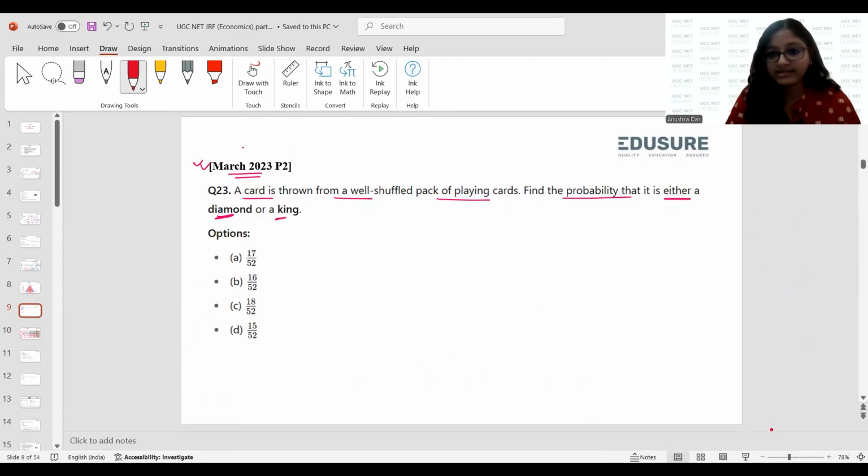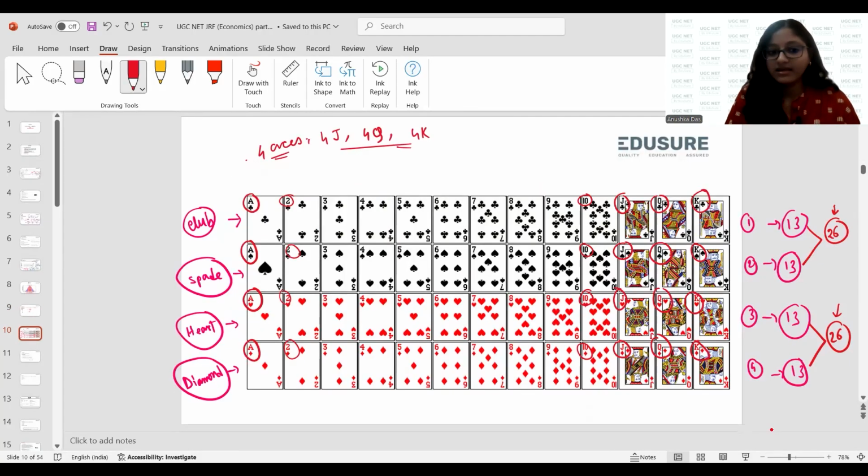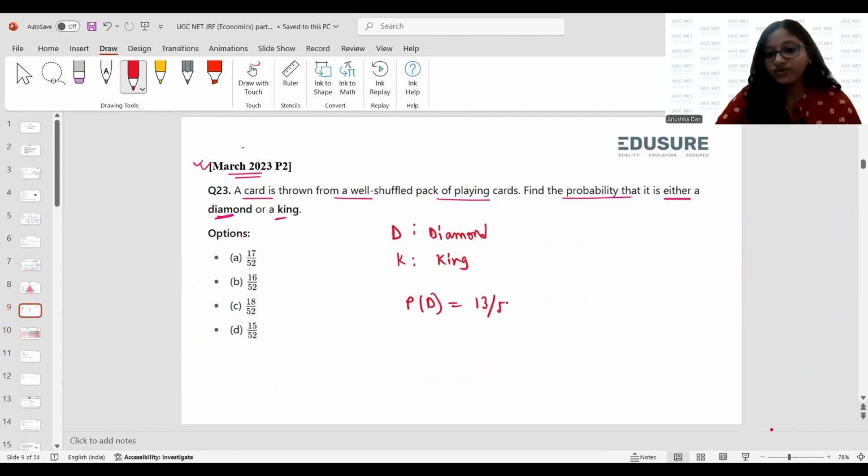Now let us get back to the question. You have to find the probability that it is either a diamond or a king. Suppose D is the event that the card is a diamond, and K is the event that it is a king. Can you tell me what the probability of picking up a diamond from this chart will be? As I've told you, in each suit you have 13 cards. So in diamond also, you have 13 cards. So 13 out of 52 cards can be diamond. You can pick up a diamond in 13 ways among the 52 total ways.